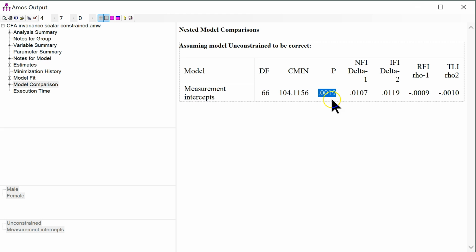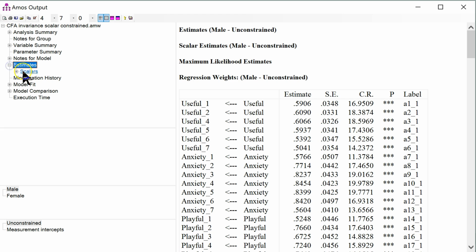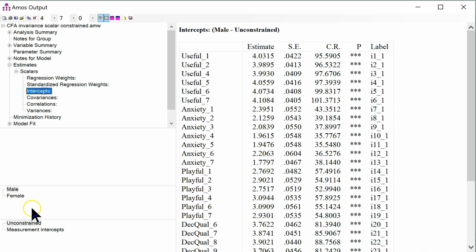Now what can we do about this? Is there a way we can claim something like partial scalar invariance and still make claims? The answer is yes, and the way you do that is you go into, let's see, estimates, scalars, intercepts, and let's go to the unconstrained model here. And what we want to do is find the intercept that has the biggest difference between male and female. So I'm going to copy this table out. Right now I'm on male unconstrained intercepts.